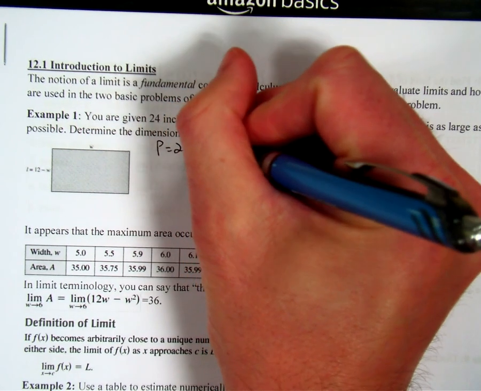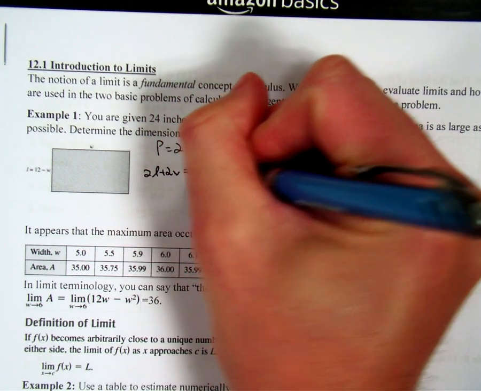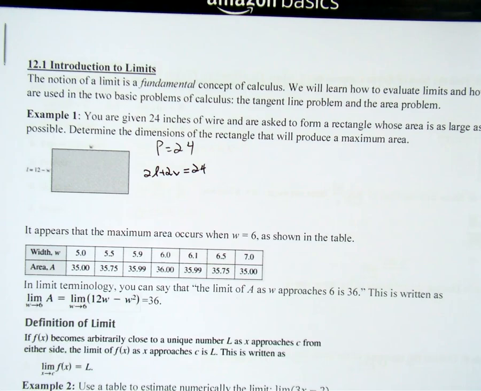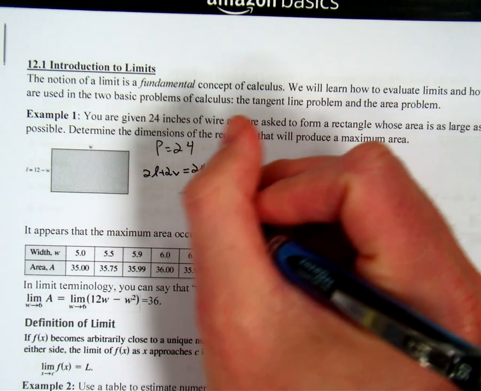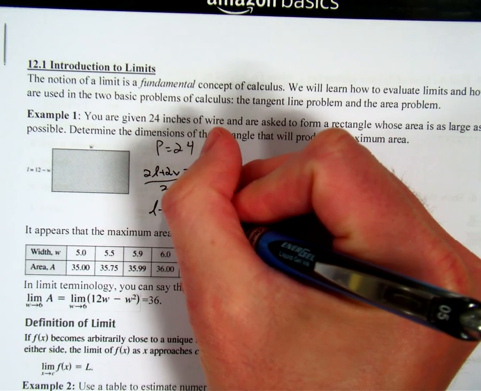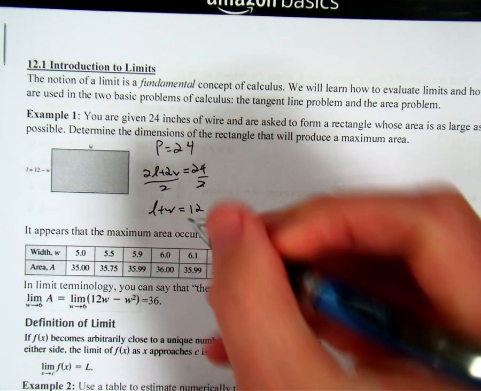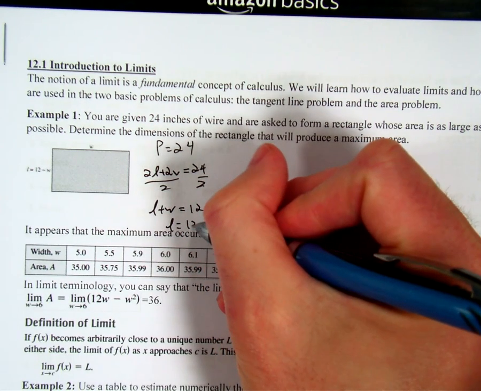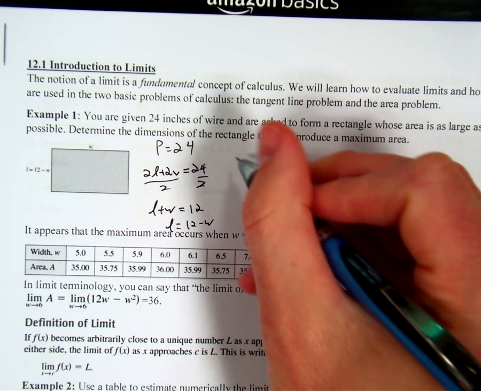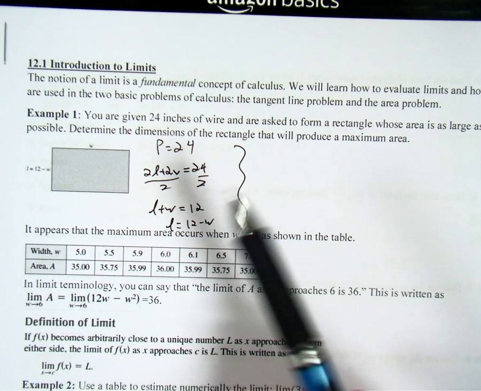P equals 24. 2L plus 2W equals 24. So if we divide everything by 2, L plus W equals 12. So then L would equal 12 minus W. Alright, so that's how they're getting that.